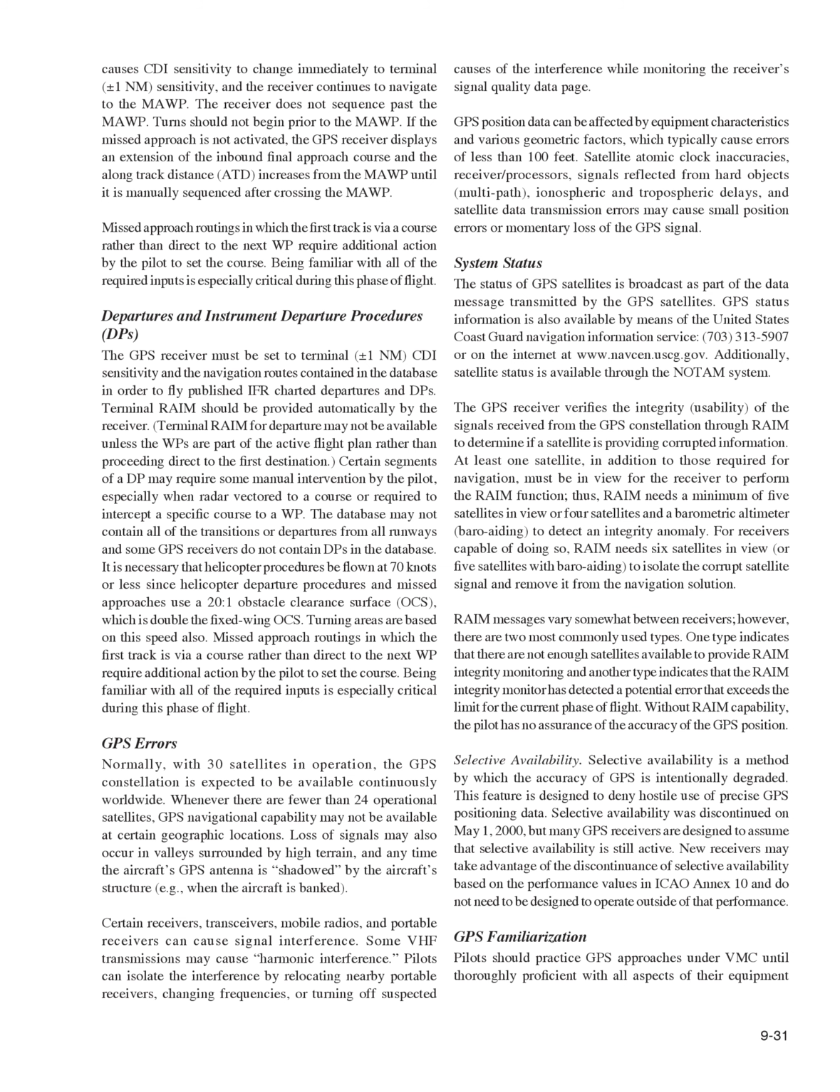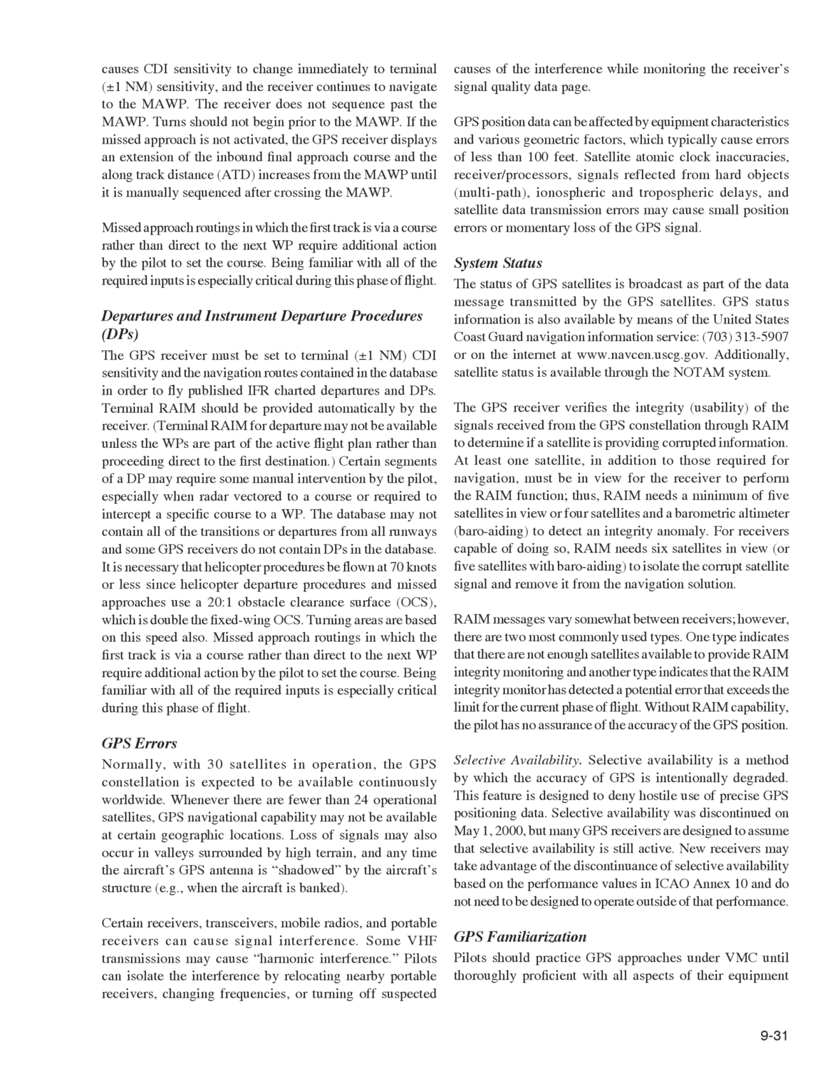It is necessary that helicopter procedures be flown at 70 knots or less, since helicopter departure procedures and missed approaches use a 20-to-1 obstacle clearance surface, OCS, which is double the fixed wing OCS. Turning areas are based on this speed also. Missed approach routings in which the first track is via a course rather than direct to the next WP require additional action by the pilot to set the course. Being familiar with all of the required inputs is especially critical during this phase of flight.